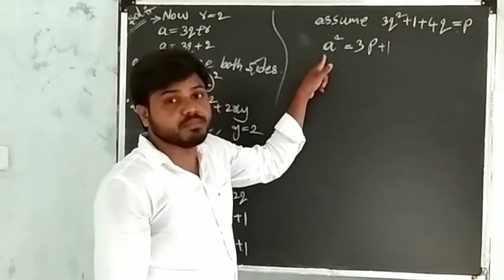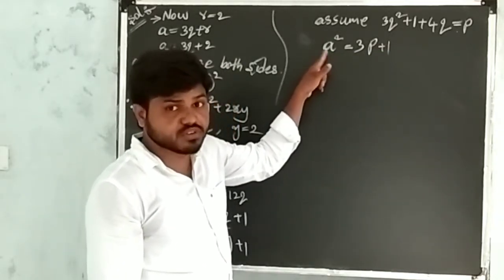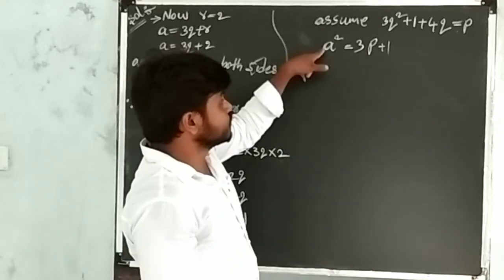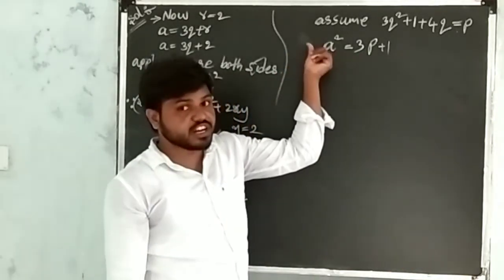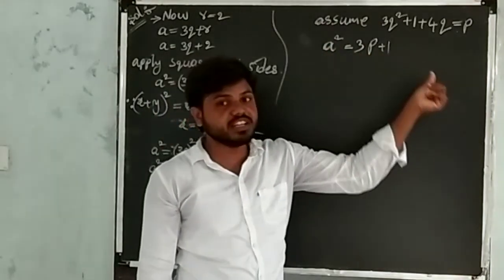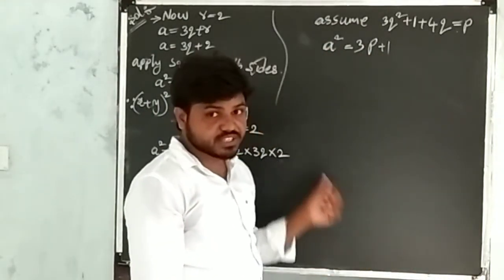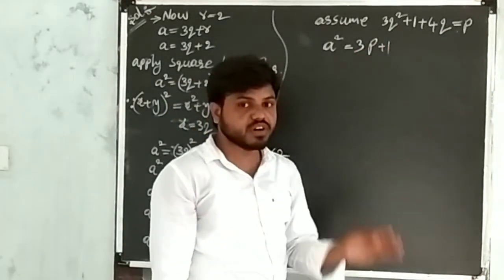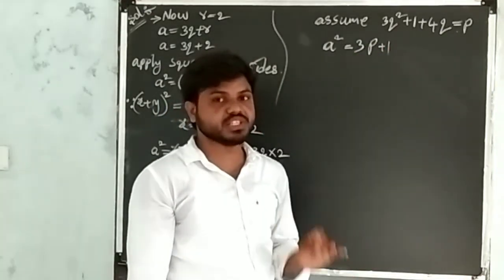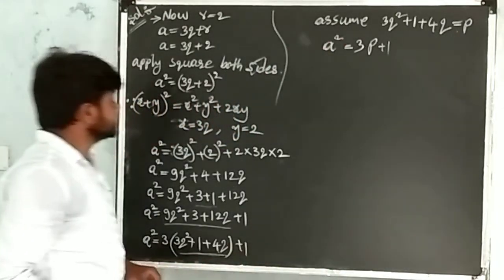Here a is what? A positive integer. Square of a positive integer we got in 3p plus 1. From this we can say square of any positive integer is of the form 3p or 3p plus 1. Right? I am repeating this.